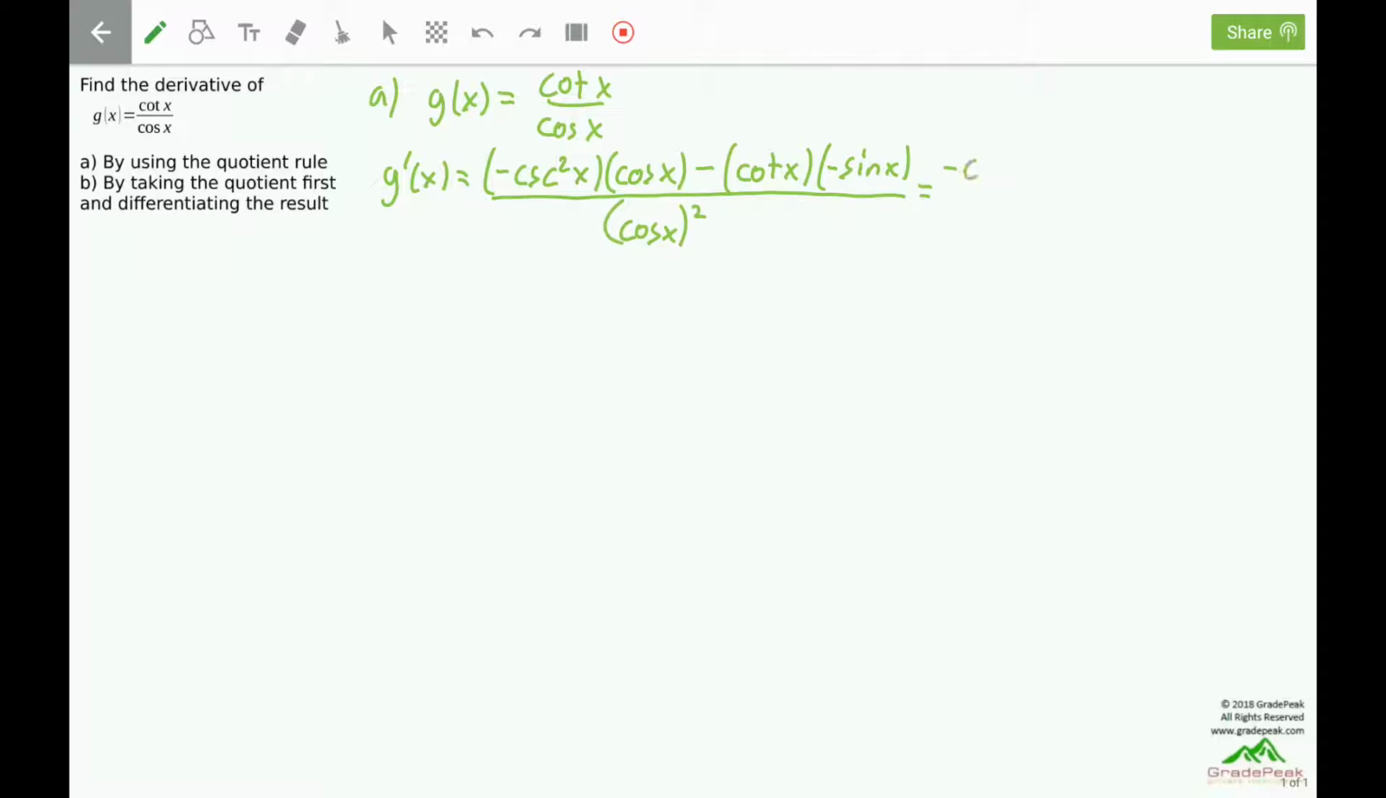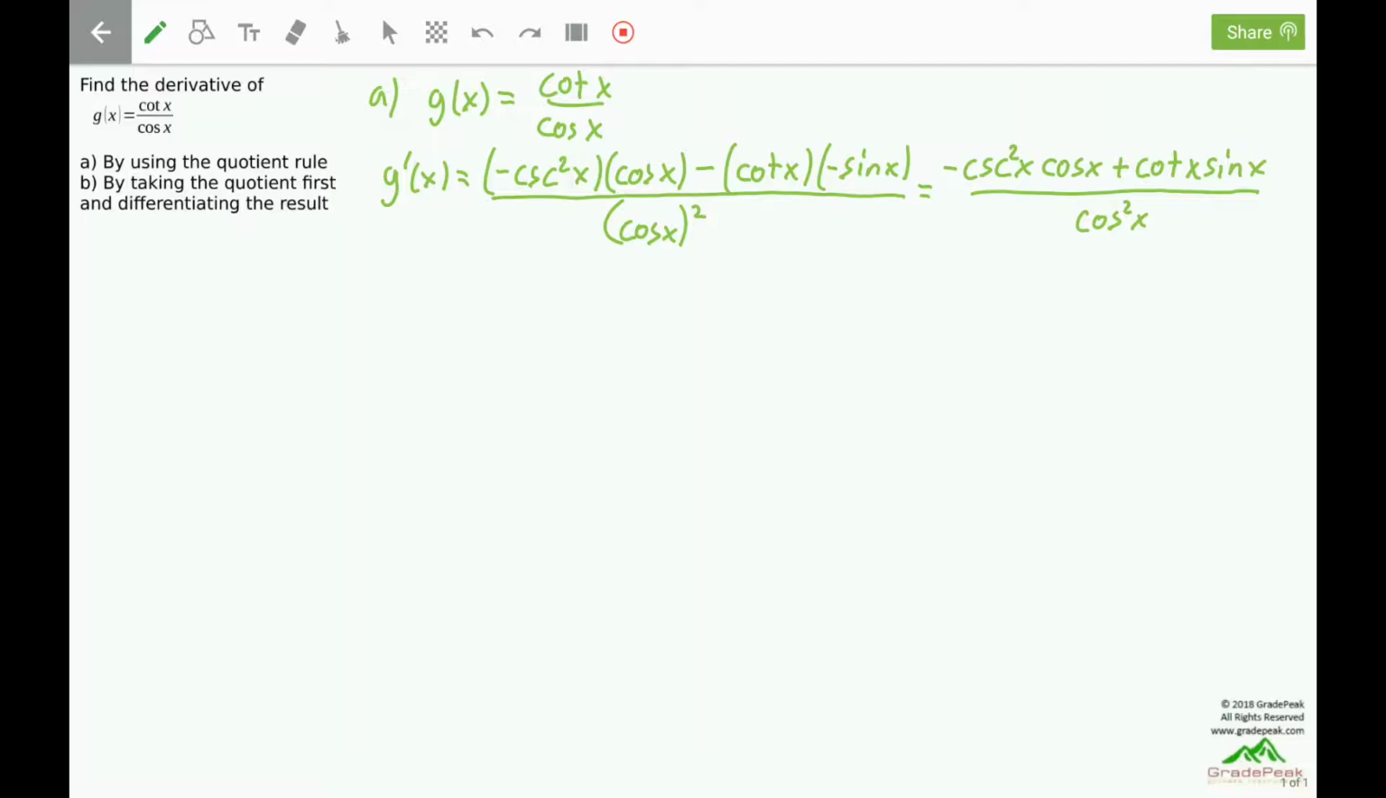So we have a negative cosecant squared x, cosine x, and then a negative cotangent times a negative sine will become positive cotangent x, sine of x, all over cosine of x squared, which can be written as cosine squared of x. Those mean the same thing.